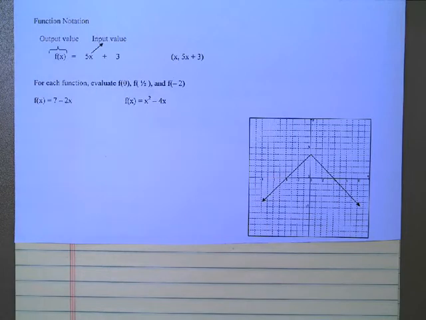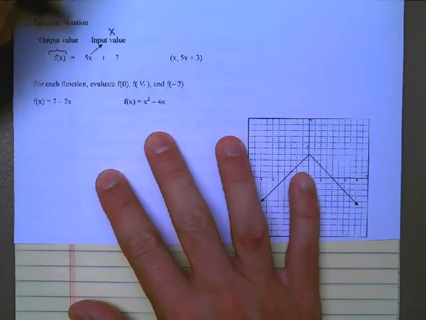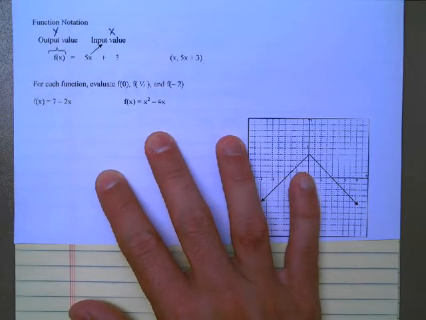In this video, we're going to be talking about function notation. And really, all you have to understand is this. We're talking about input values and output values. If we have an input value, we've already been talking about domain and range. Input values we really call the x value. Output values we really call the y value.